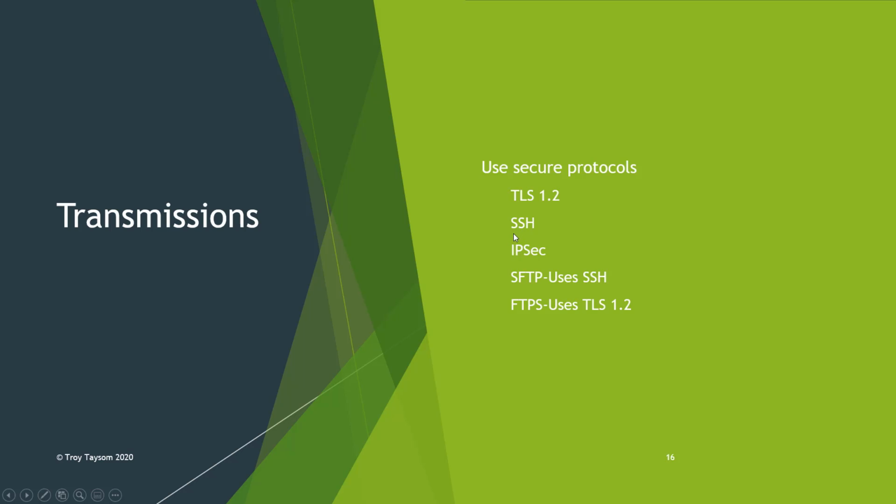Okay, and then this is your secure shell, IPsec. That's IP as in Internet Protocol, and then SFTP, which is the Secure File Transfer Protocol that uses SSH. And you also have File Transfer Protocol Secure, which uses TLS 1.2. These are not the same things, they use different ports, but they're both versions of a file transfer protocol that are secure, because file transfer protocols aren't secure by nature.